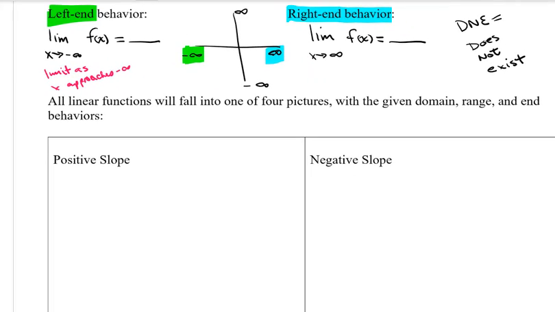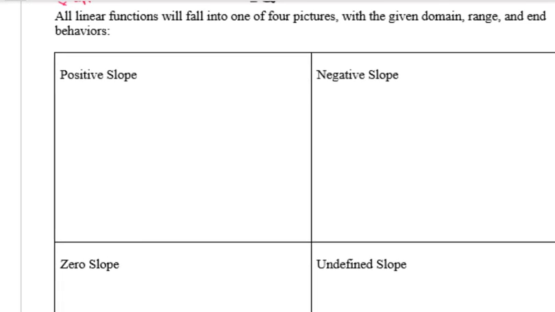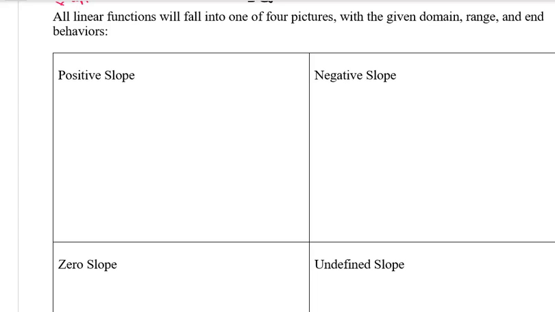Now we're going to take a look at the linear functions. They're all going to fall into one of these four categories, right? Positive slope, negative slope, zero, or undefined slope. So let's go ahead and take a look at the positive slope line. And we're going to go ahead and do the domain, the range, and the end behavior.